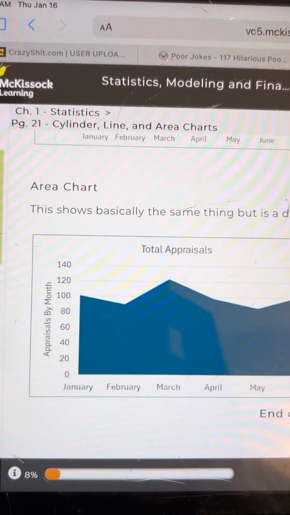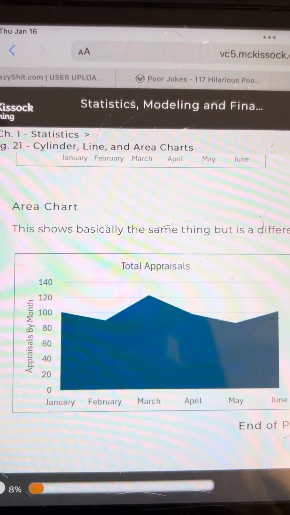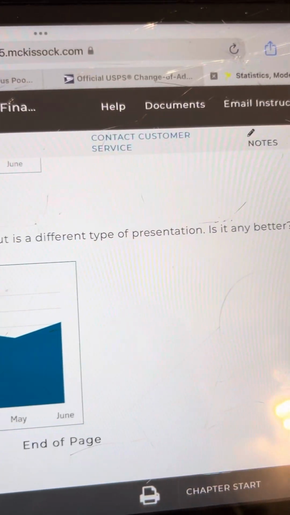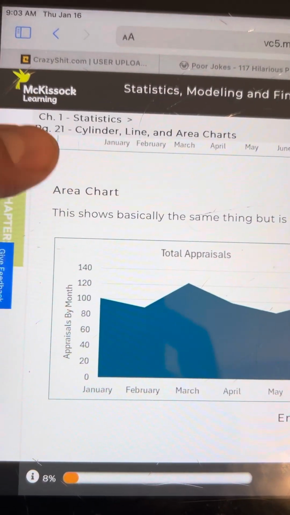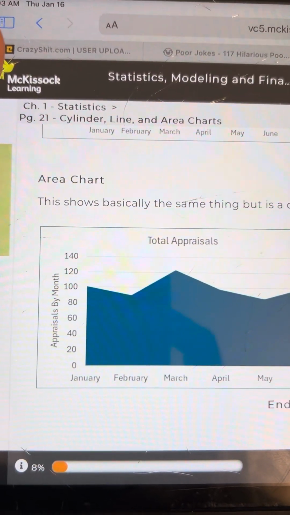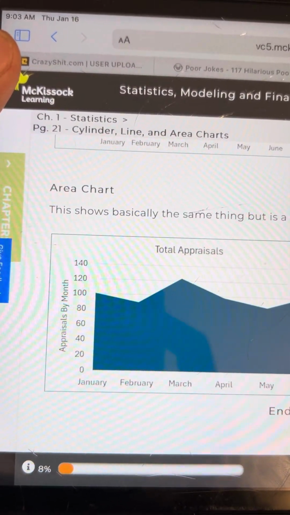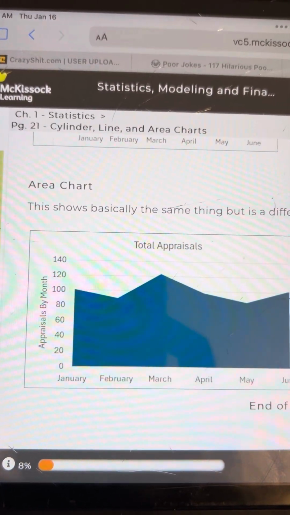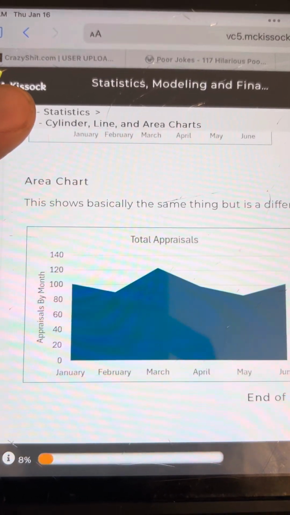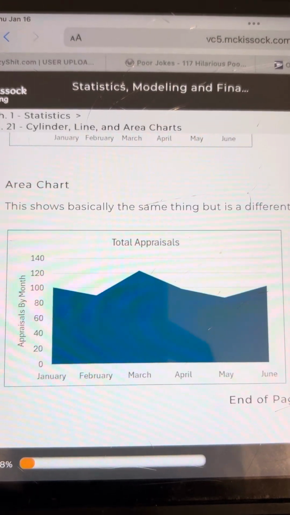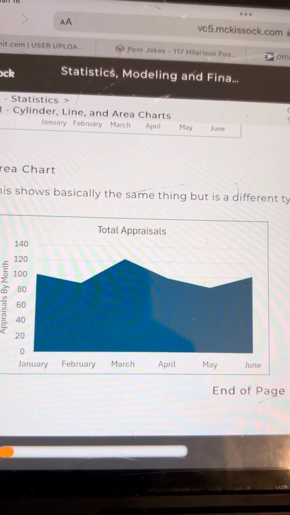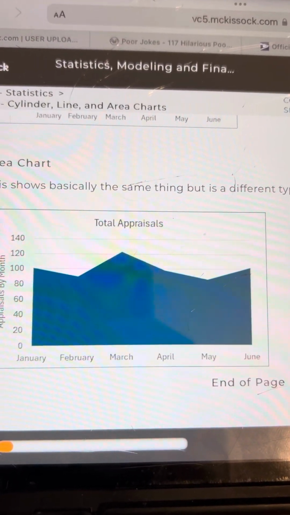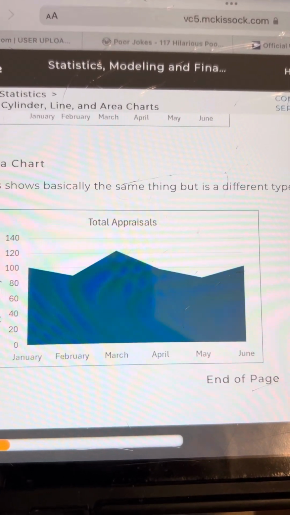Area chart. This shows basically the same thing, but is a different type of presentation. Is it any better? Appraisals by month. From 0 to 140. January, they did 101. February, they did like 83. March, they did 122. April, they did 98. May, they did 90. And in June, they did 102. End of page.